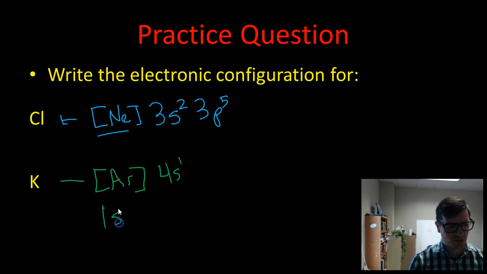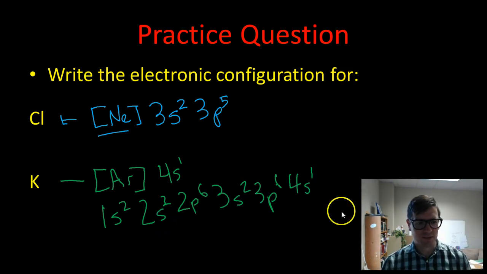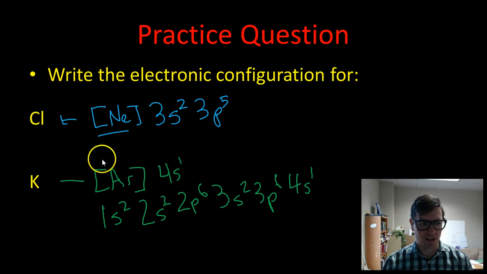And again, if we were to write out the entire number, this would also be correct. Another way to write this would be 1s2, 2s2, 2p6, 3s2, 3p6, 4s1. Okay, this would be the same answer as that. That's why I wrote it this way, because this is a lot shorter.